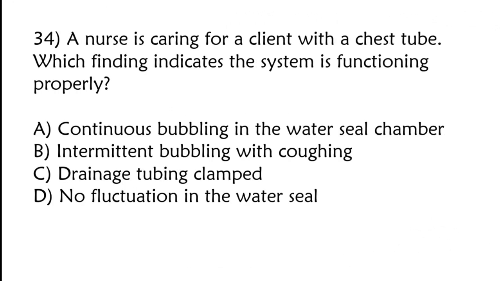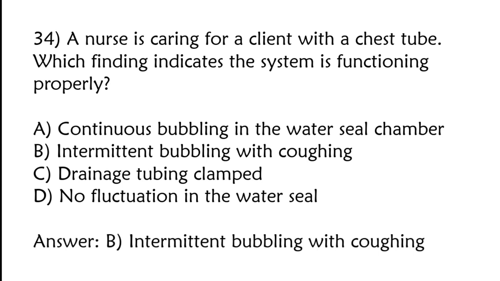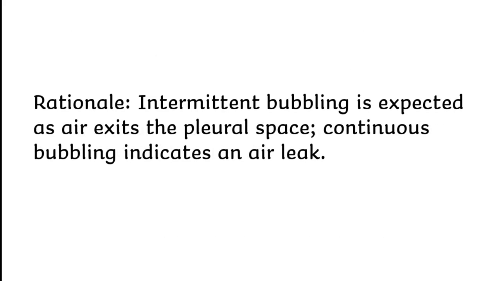A nurse is caring for a client with a chest tube. Which finding indicates the system is functioning properly? Correct answer is B. Intermittent bubbling with coughing. Rationale: intermittent bubbling is expected as air exits the pleural space. Continuous bubbling indicates an air leak.